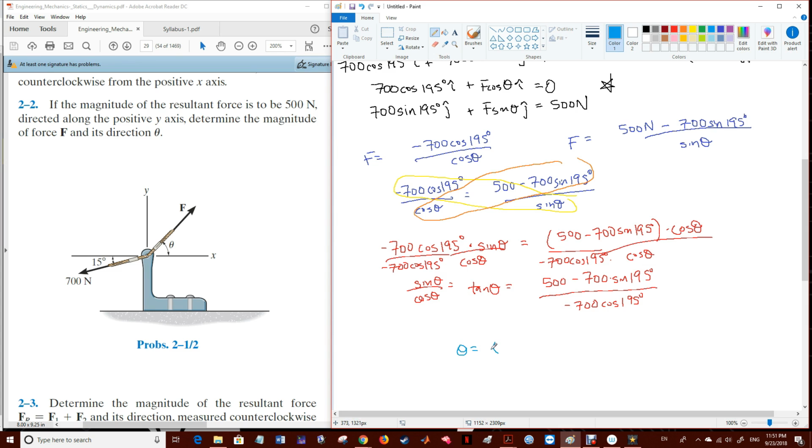Theta will equal inverse tangent of 500 minus 700 sine of 195 degrees all over negative 700 cosine of 195. Be careful how you insert this into your calculator, and we will solve for theta, which is the direction theta they ask for in the question. So once we have this theta, what we can do is substitute this theta into either one of these equations that we have, and perhaps it might be easier just to solve it in here, and then solve for F, which will give you your answer.